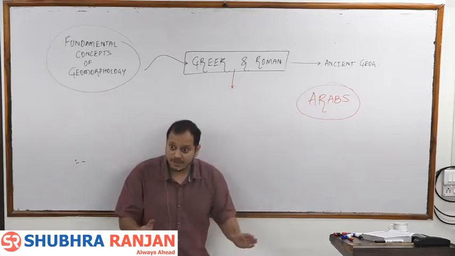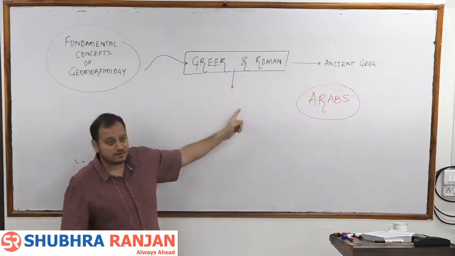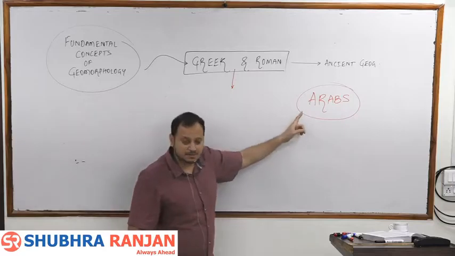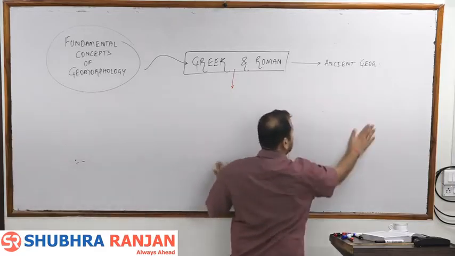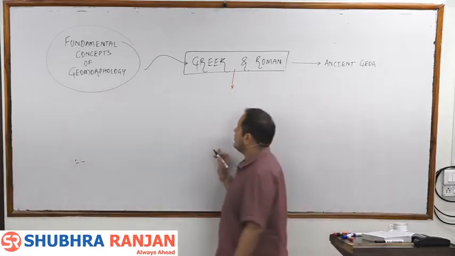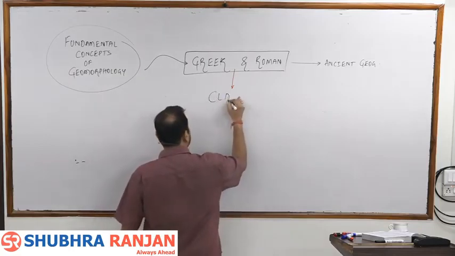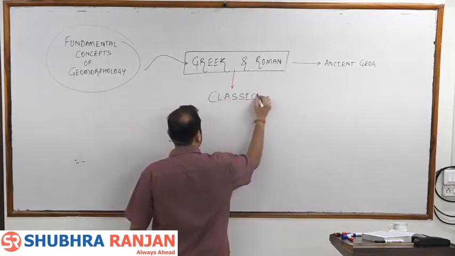But in geographical thought, when we talk about ancient geographers, it is Greek, Roman and Arabs. Then in the thought, we will come to the next period, which is known as the classical period of geography.